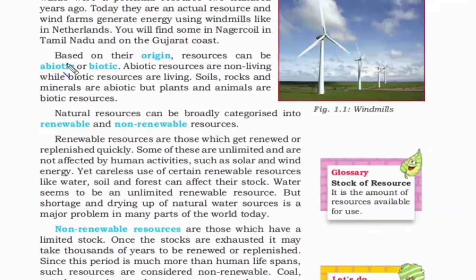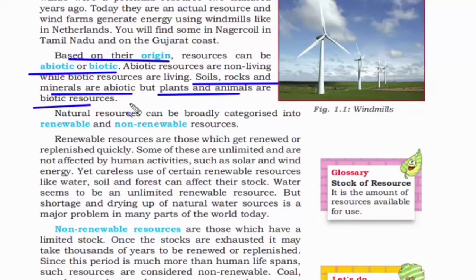So now from the origin perspective, resources can be divided into two categories, abiotic and biotic. It's simple, just remember, abiotic means non-living things and biotic means living things. So just an additional A, which means non-living things like soils, rock and minerals, they all fall under abiotic. But plants and animals, they all fall under biotic resources.